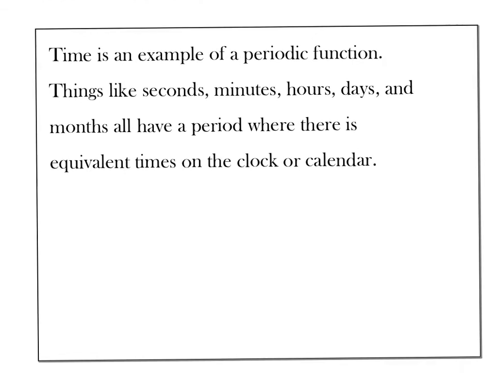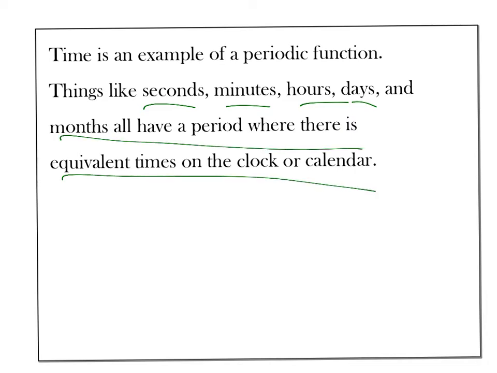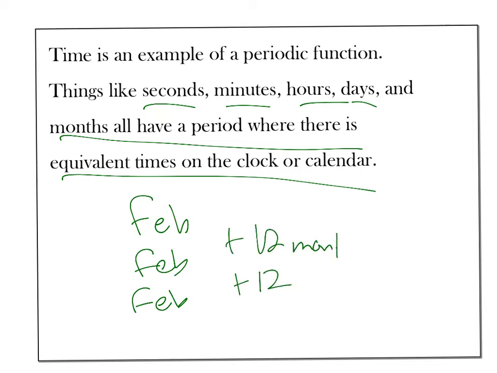One of the biggest periodic functions that people don't realize is time. You are repeating the same time over and over and over again. Seconds, minutes, hours, days. They all have a period where they are on the clock or the calendar. So time by itself is a periodic function. You keep going, February, February, February, every year. All you're doing is adding 12 each time for 12 months. February plus 12 gets you back to February, plus 12 gets you back to February. So it is a function of time.